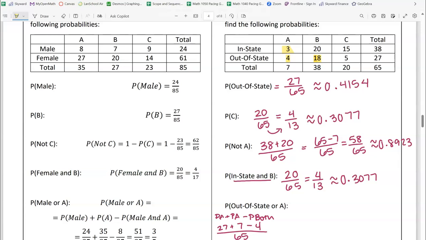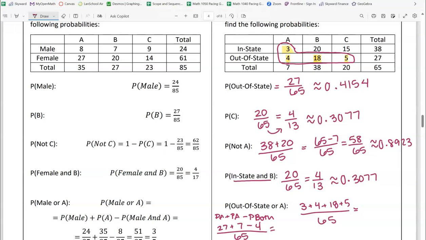Okay, and then for the C's, again, the 15 is in state and didn't get an A, so we don't need that. And the 5 is out of state. And then you can add those 4 together, right? So these are everybody who is out of state or got an A or both. Okay, and then you can just add those up together. So 3 plus 4 plus 18 plus 5 over our total students, which is 65. Okay, you should get the same thing either way.